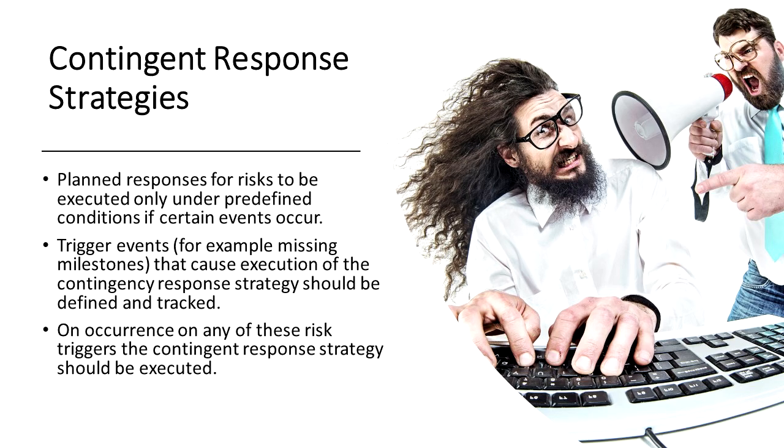Events that trigger the contingency response could be missing a milestone or gaining higher priority with a seller. We want to identify those triggers and track them so that when they occur, it gives us a warning sign that we need to take some certain action identified as a contingency plan or a fallback plan. Be aware that these terms, contingency plan and fallback plan, are used interchangeably in the world of the PMI. When you hear the term fallback plan, bear in mind that it's plan B. It's planned in advance.